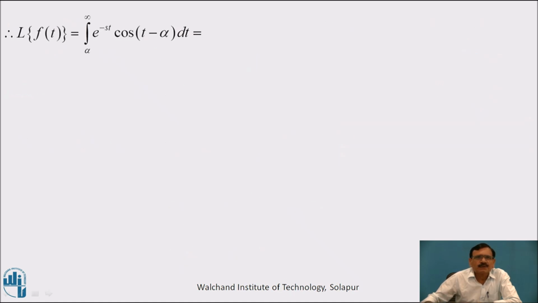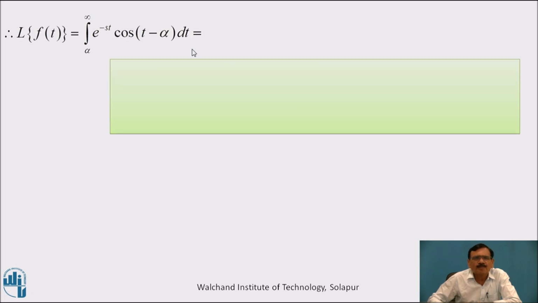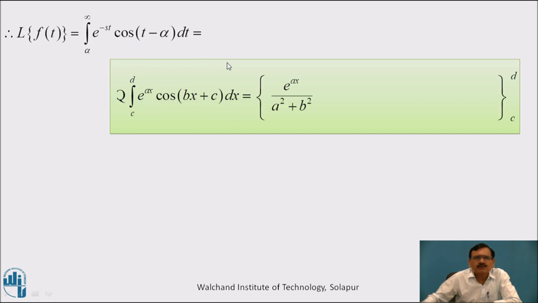Now here we can integrate integration from alpha to infinity e raised to minus st cos of t minus alpha dt is equal to, here we are making use of the formula integration from c to d e raised to ax cos of bx plus c dx is equal to, we know, e raised to ax upon a square plus b square into a cos of bx plus c plus b sin of bx plus c with the limit c to d. Now here a is minus s and b is 1 and c is minus alpha.